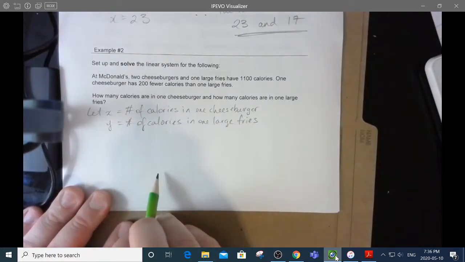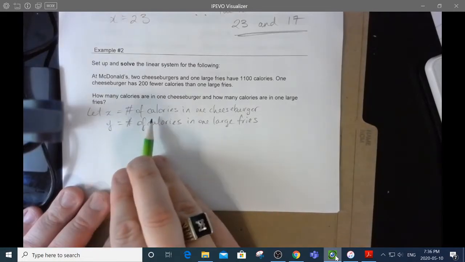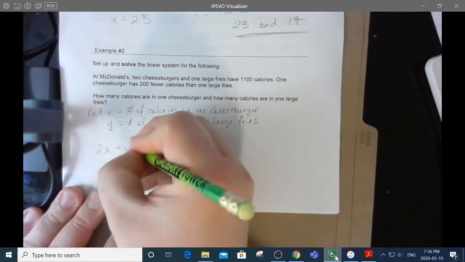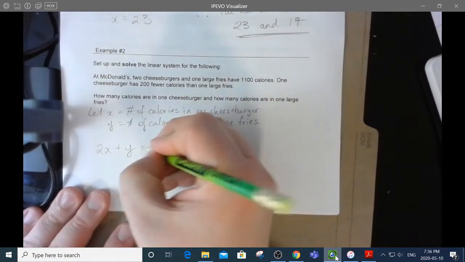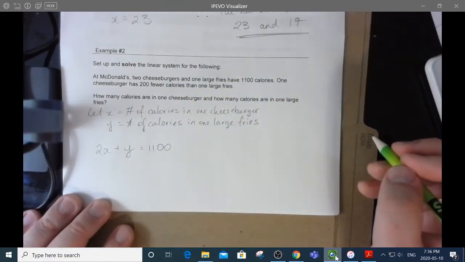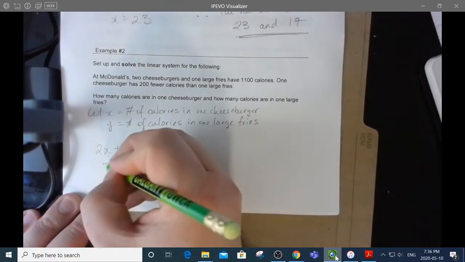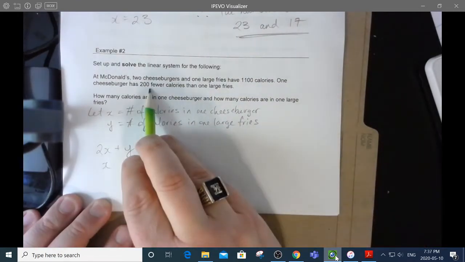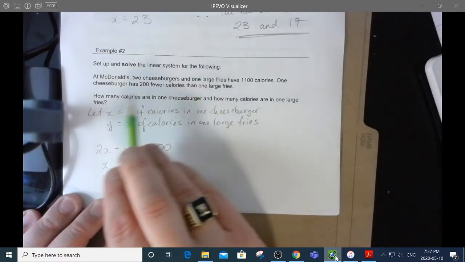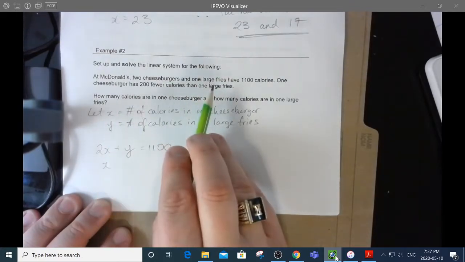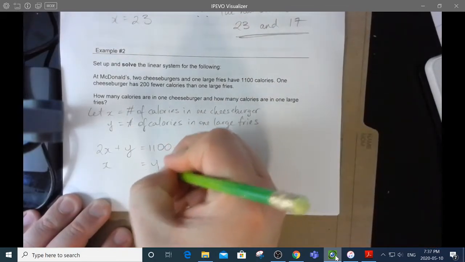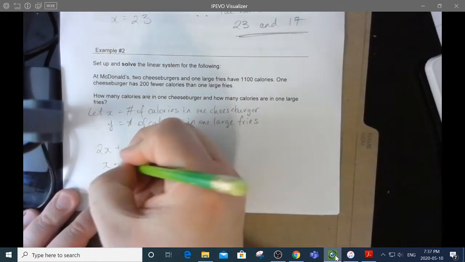2 cheeseburgers and 1 large fries. So the number of calories in a cheeseburger is x. So 2x, 2 cheeseburgers, add 1 large fries is equal to 1,100. 1 cheeseburger has 200 fewer than a large fries. So the cheeseburger is smaller than the fries. So to make the cheeseburger equal to the fries, I am going to have to add 200 to the cheeseburger.